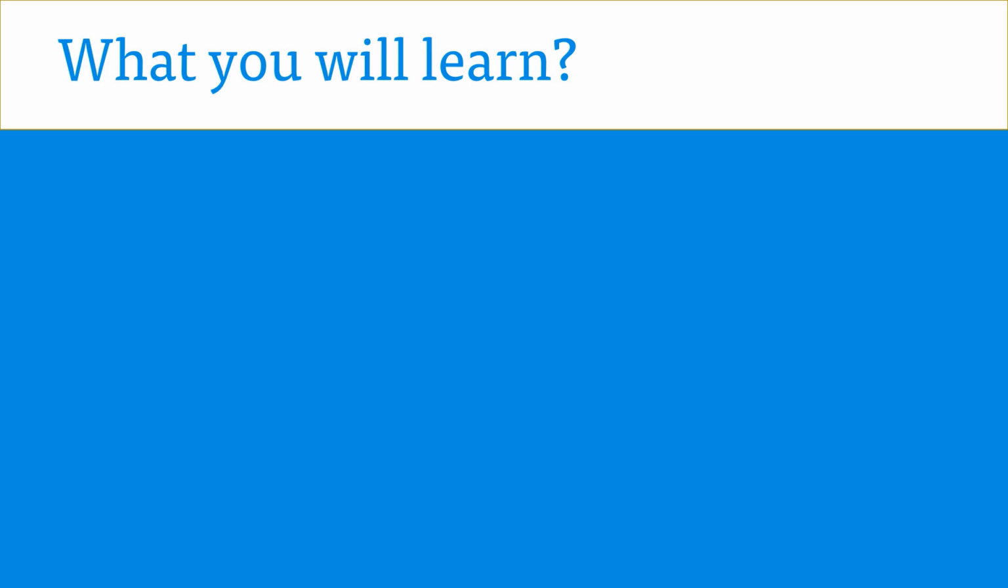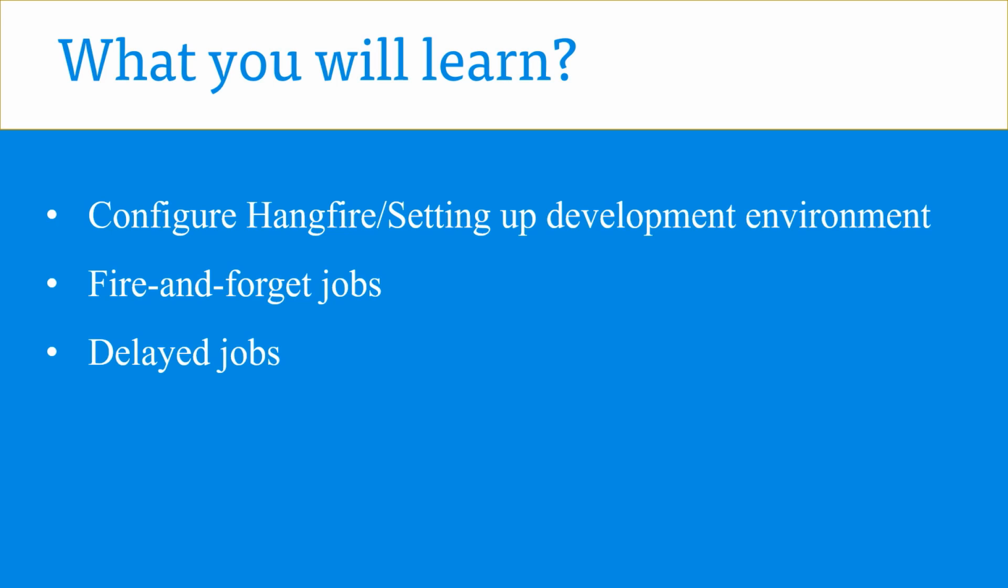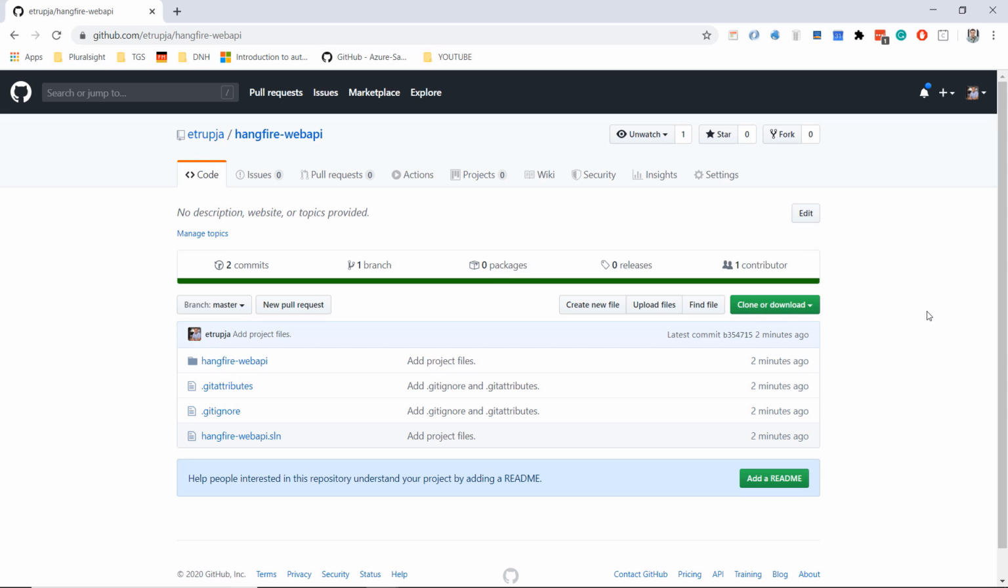What should you expect to learn from this course? We are going to start with configuring Hangfire in an ASP.NET Core Web API project. Then later you'll learn how to create or trigger different Hangfire jobs like fire and forget jobs, delayed jobs, recurring jobs, and continuations. And if you want to follow along while I'm coding, you can download the latest version of the Web API project from my GitHub account.